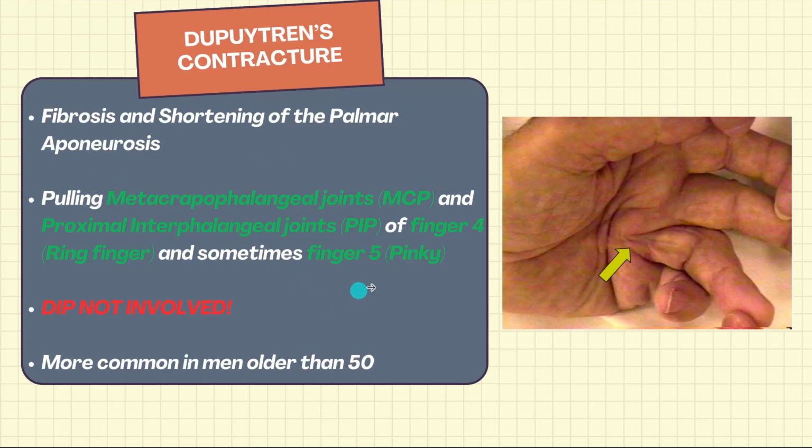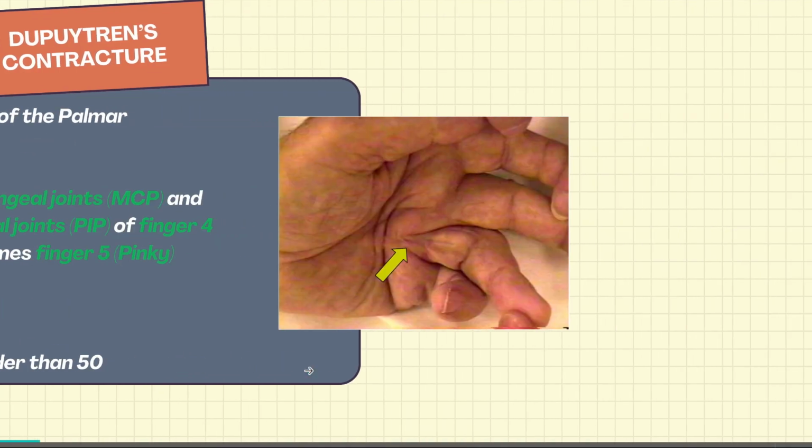Sometimes it can involve the pinky finger. However, most of the time it's the fourth finger, which is the ring finger. Also know that the distal interphalangeal joints are not involved. It's only the metacarpophalangeal joints and the proximal interphalangeal joints. And this also happens more commonly in men older than 50.